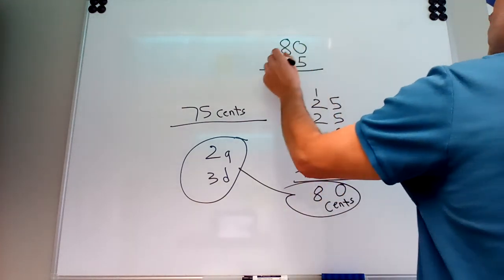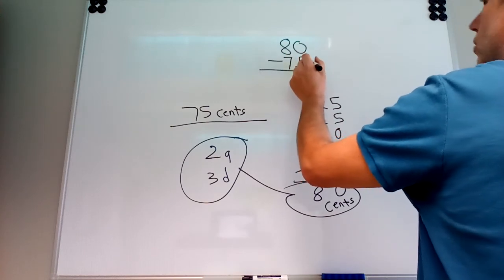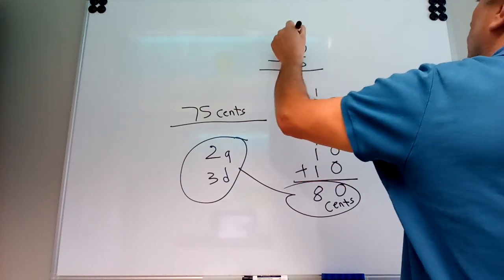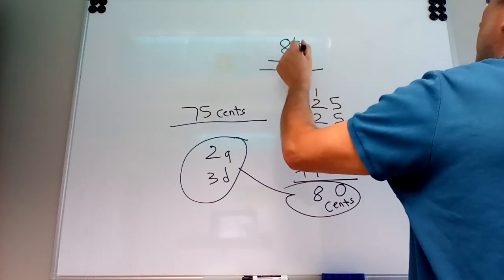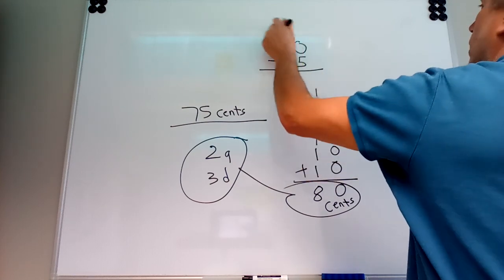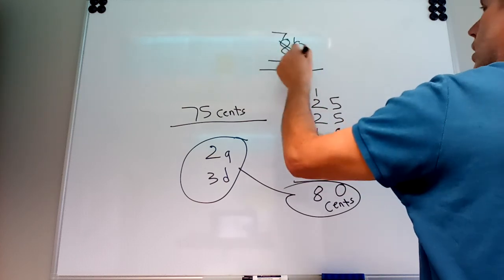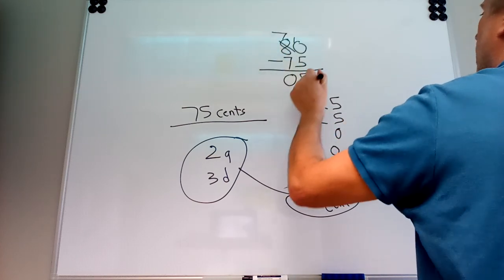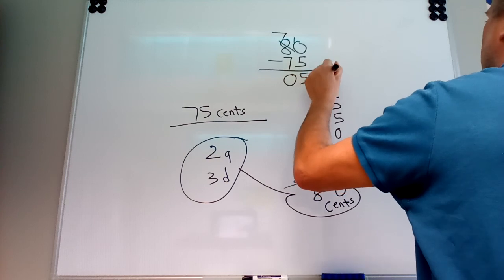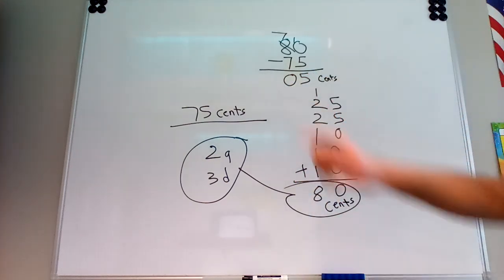Well, 0 subtract 5, you can't do that. So we have to borrow. So we're going to put a 1 here. So now we've got 10. Where did we get that from? Right here. So now 10 subtract 5 is 5. 7 subtract 7 is 0. So you're going to have 5 cents left after you purchase your candy bar.